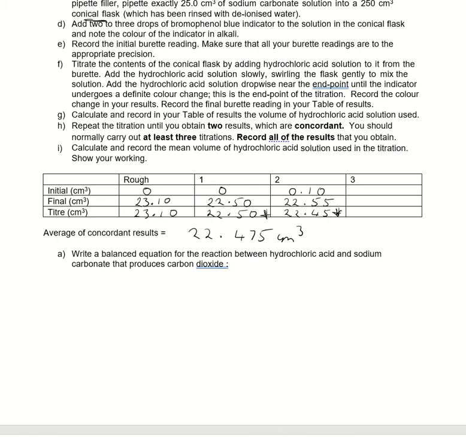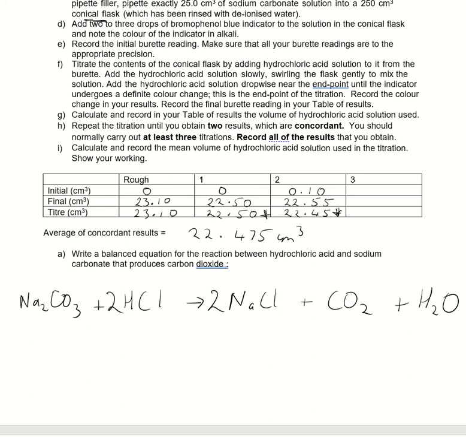So first off, we need a balanced equation. We need to know the molar ratio that these two react with each other. So we've got the sodium carbonate. So acid plus carbonate, we are going to get metal salt, carbon dioxide, and water. Just a case of balancing it now. Two sodiums, need two sodiums there, two chlorides, so two here, and everything else looks fine.